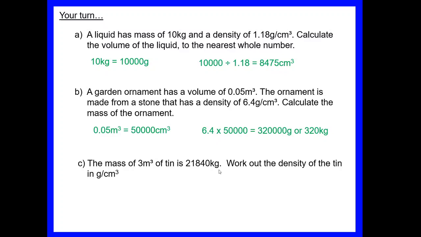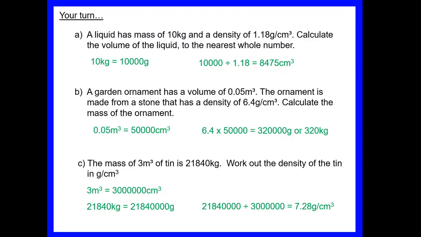Finally then, this one, we've been given a volume in metres cubed and a mass in kilograms, and we want our answer in grams and centimetres cubed. So we're going to have to change both of them this time. So if we change 3 metres cubed, we get 3 million centimetres cubed. And if we change our 21,840 kilograms into grams, we get 21,840,000 grams. Now we can work out our density. So remember, density is our mass divided by our volume, and that gives us 7.28 grams per centimetre cubed.